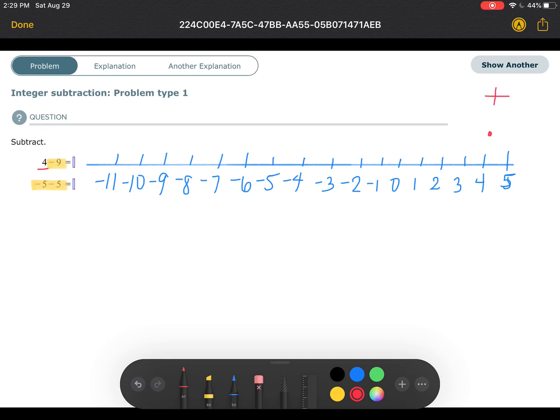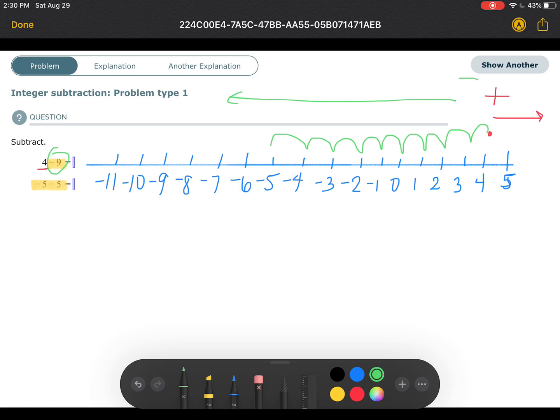Now, if you're going positive, if you're adding something, you're going to get bigger. You're going to go to the right. But if you're subtracting, you're going to go to the left. So I have my 4. I started with that, and then I looked at my next one, which is -9. So I'm going to take my 4 and move it 9 spaces over. I'm going to start at 4 and say 1, 2, 3, 4, 5, 6, 7, 8, 9.